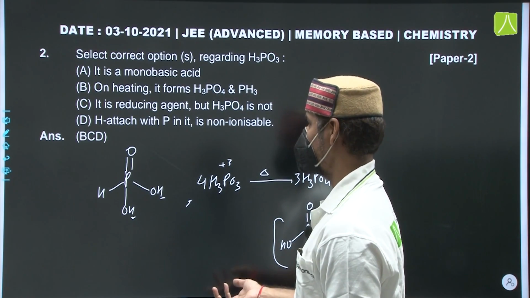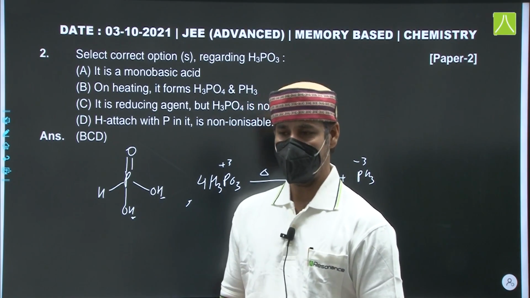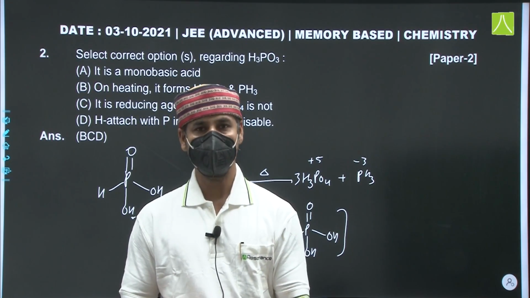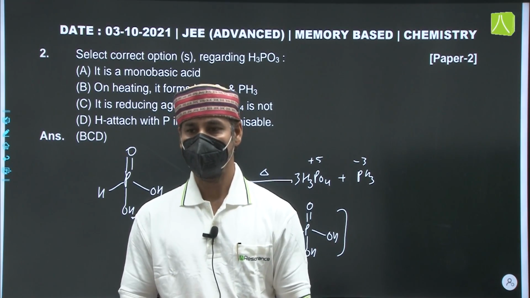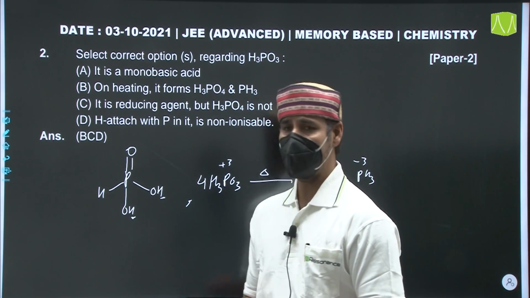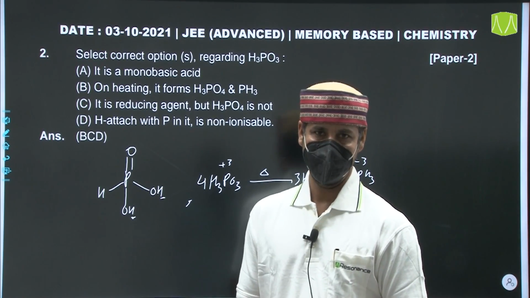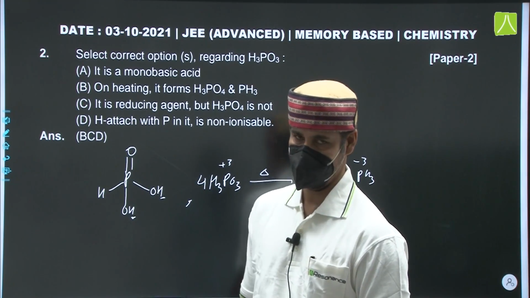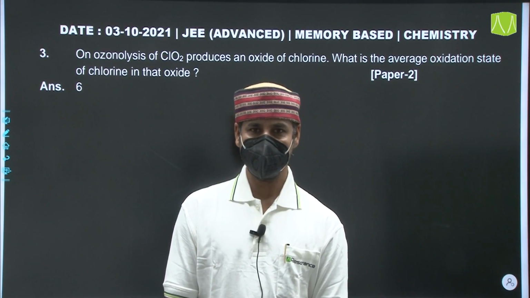Well, let's come to the D option. Hydrogen attached with phosphorus in it is non-ionizable. Those hydrogens are ionizable which are attached to the more electronegative element, so they can create a significant positive charge on hydrogen and can ionize. As we can see, hydrogen and phosphorus have similar electronegativity, so this hydrogen-phosphorus bond is quite less polar. So this is not an ionizable hydrogen. I hope this helps you. Okay students, let's take the next question.